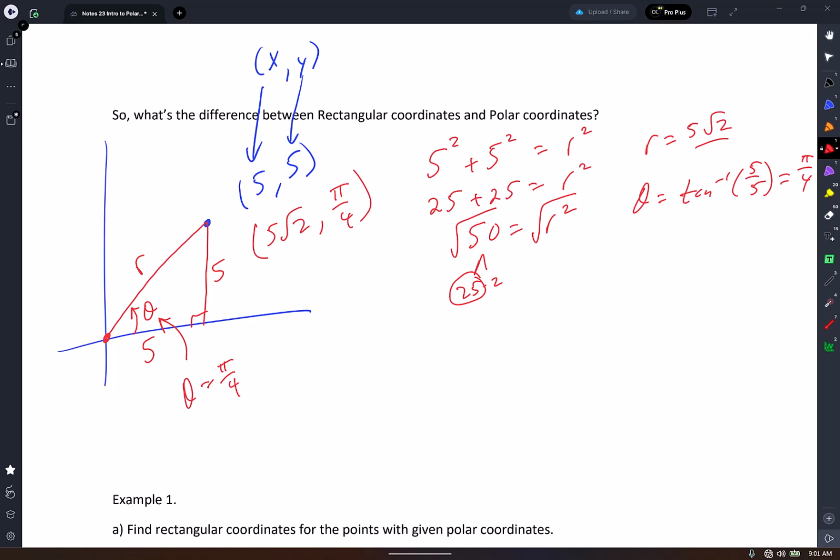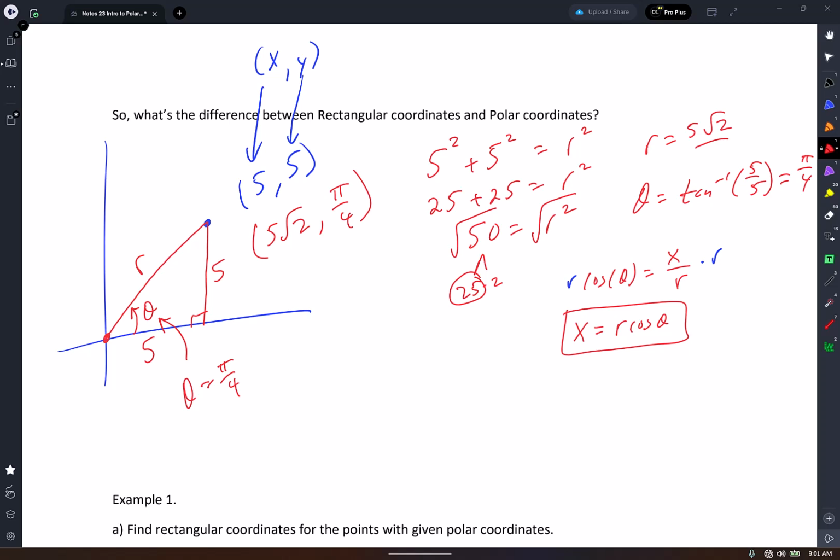So there's a formula. Check it out. If I know that cosine of that angle is equal to the x value divided by r, times r on both sides, I can write x equals r cosine theta. There it is for x. That's how you find your x.